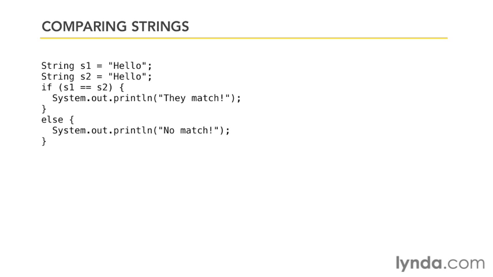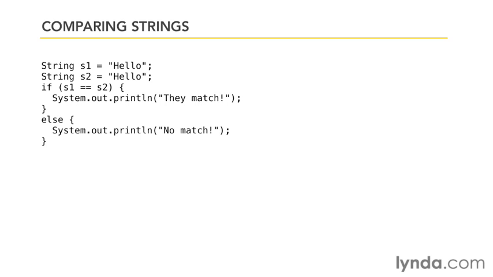One very important thing to know about comparisons is that you can't use the traditional comparison or relational operators when you're working with strings. Let's take a look at this code. There are two strings named s1 and s2. They have identical values of hello. And now I put in some conditional code. I ask the question, if s1 equals s2, then output they match, and otherwise output no match.